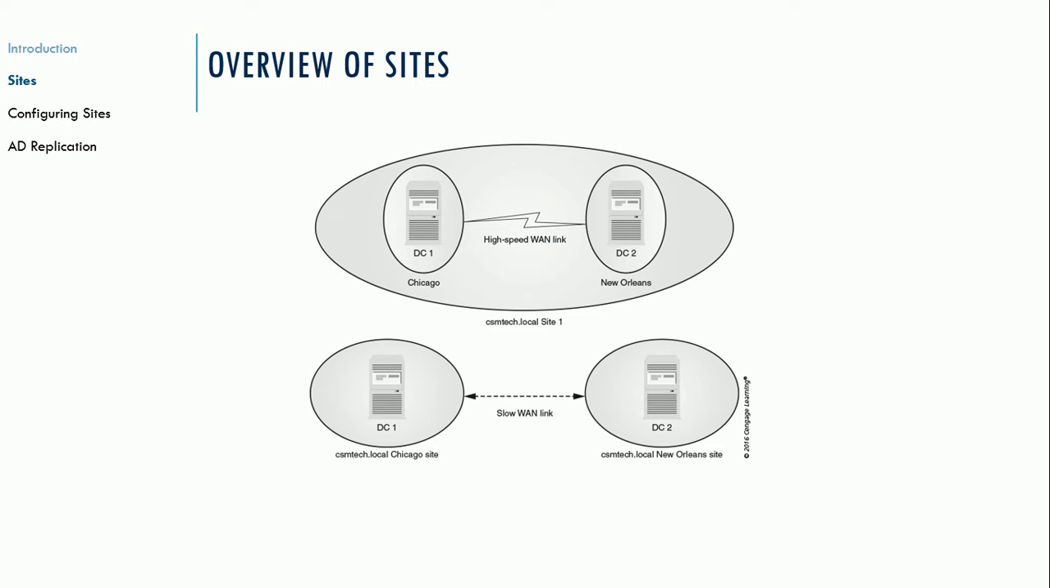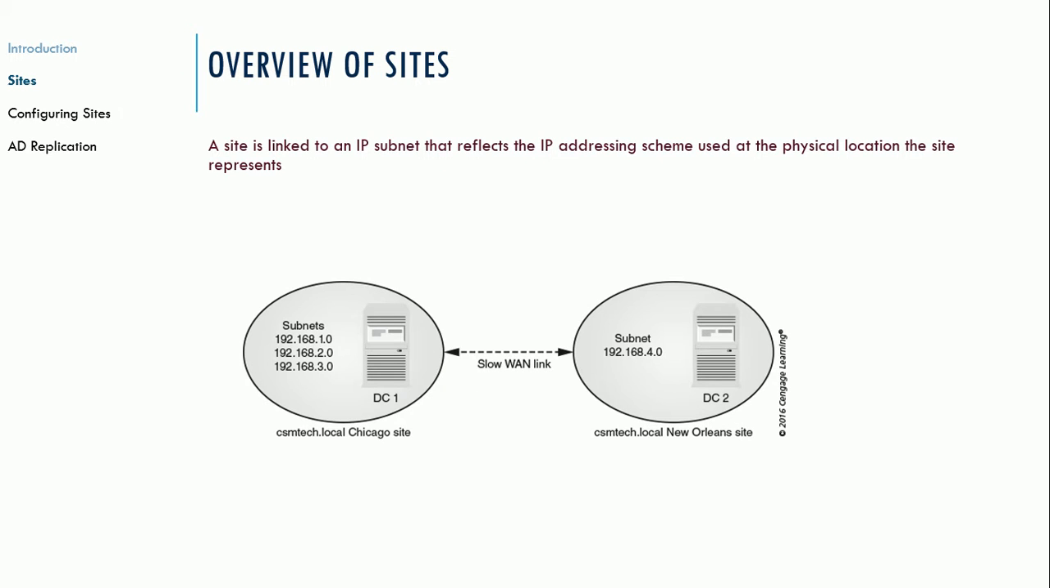So here on this screen, you can see we have three different sites. Between DC1 and DC2 in Chicago and New Orleans, we have a high-speed WAN link. But between Chicago and New Orleans, we also have a slow WAN link in the picture on the bottom. So it would be important for us to know that a connection between two domain controllers is either a slow or a fast connection, and that'll help determine how replication works.